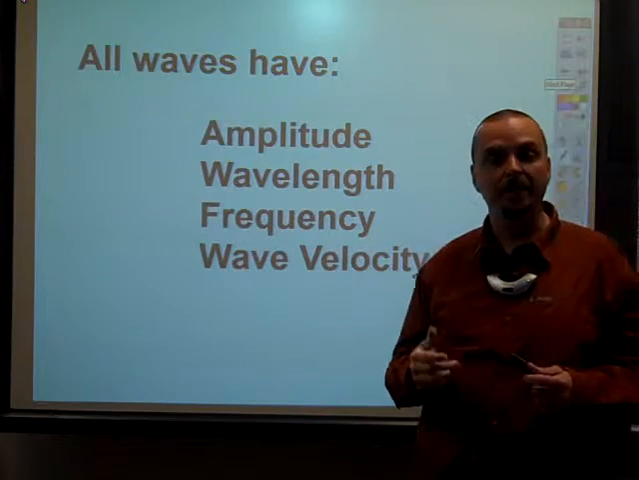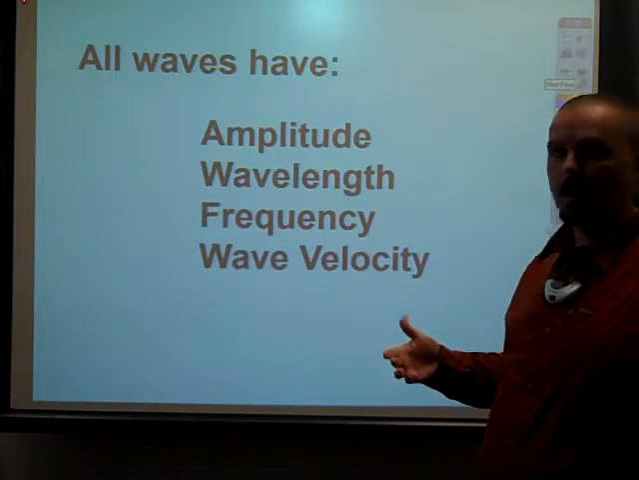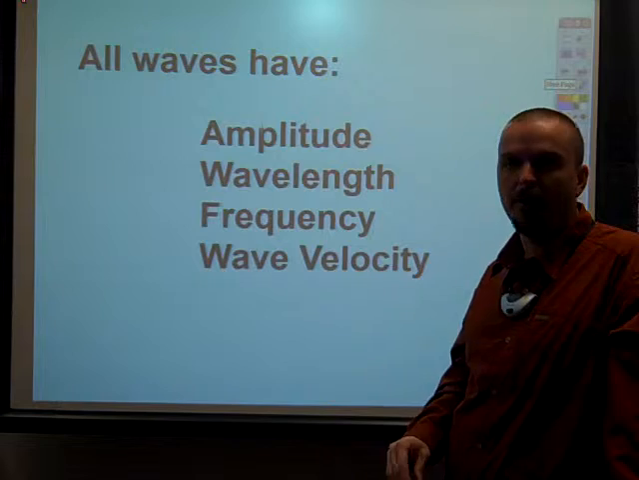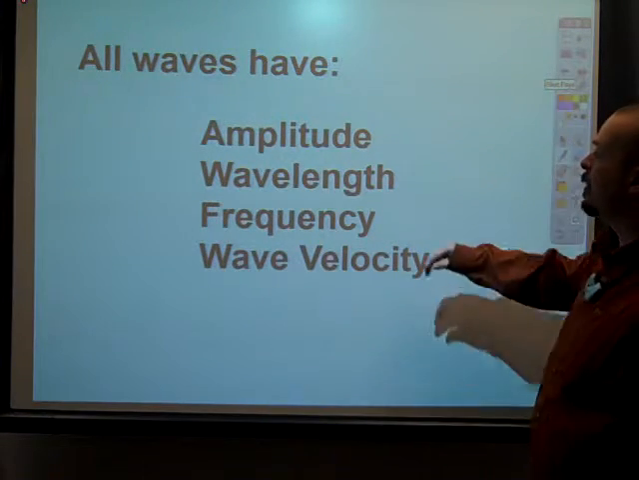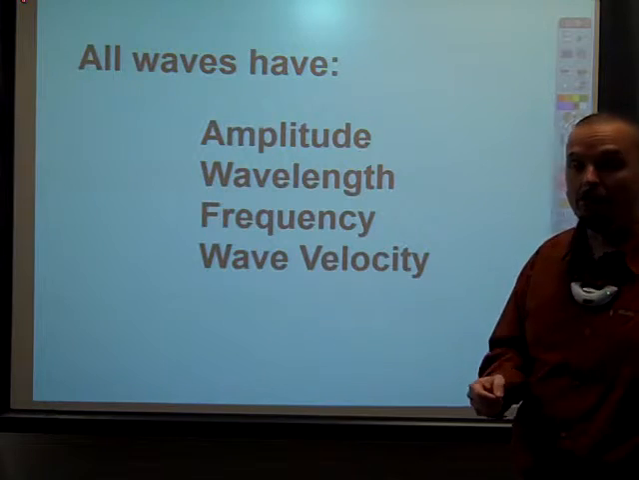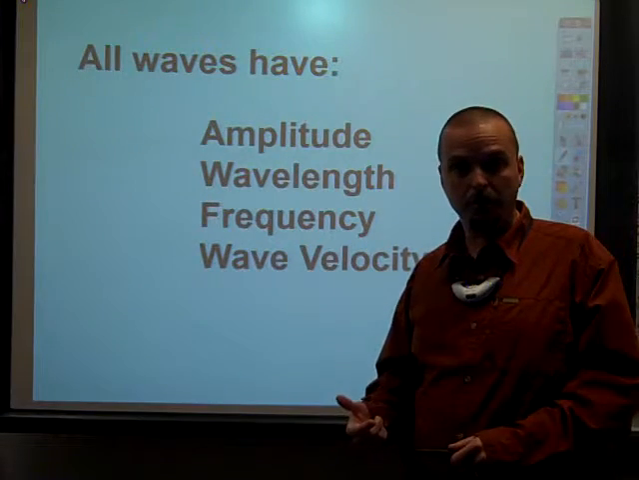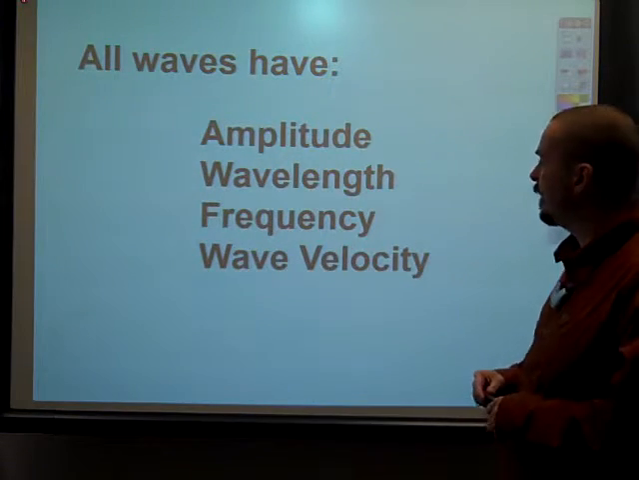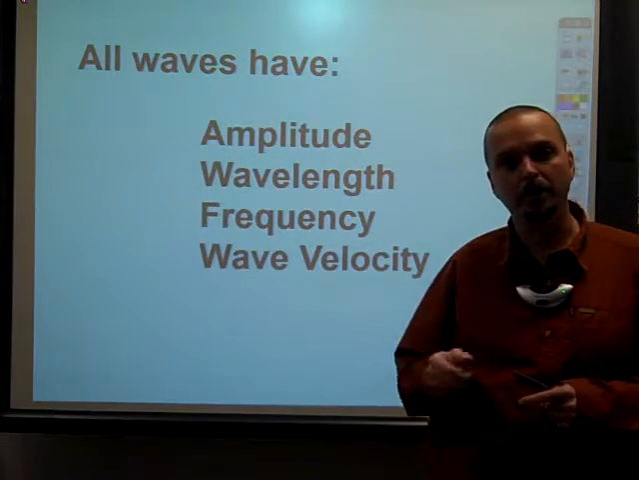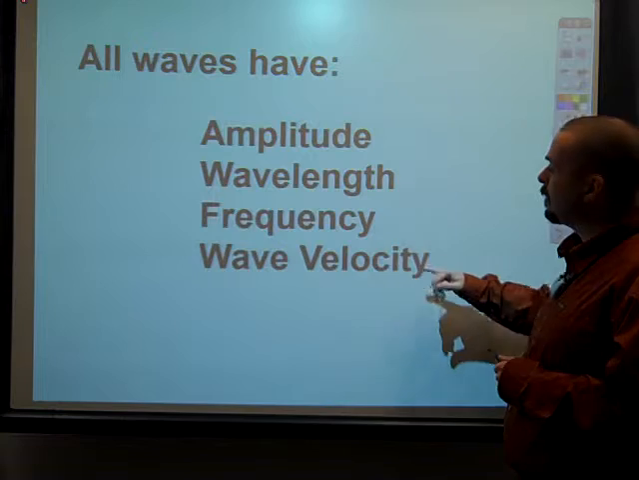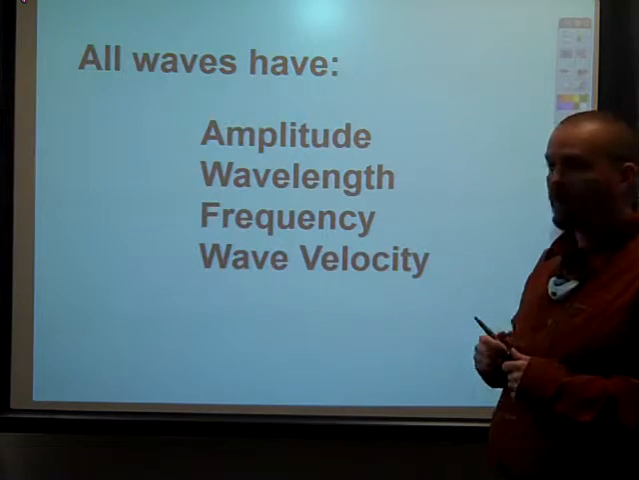All waves have some things in common. Crests and troughs are unique to transverse waves. Compressions and rarefactions are unique to longitudinal waves. But all waves do have amplitude. We did not draw it in on the compressional or longitudinal wave because there's no real way to draw it in. They all have wavelength. You saw that on both those illustrations. In addition to that, however, they also have frequency and wave velocity.